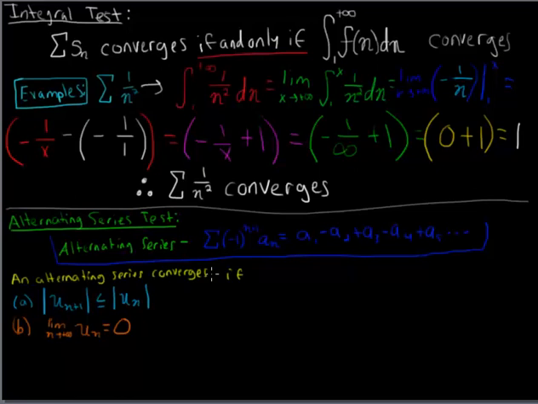An alternating series converges if these two following conditions are satisfied. First, the absolute value of u sub n plus 1 must be less than or equal to the absolute value of u sub n. And the limit as n approaches positive infinity of u sub n equals 0 for the sequence of u sub n. You can pause this if you ever need to look at it more.